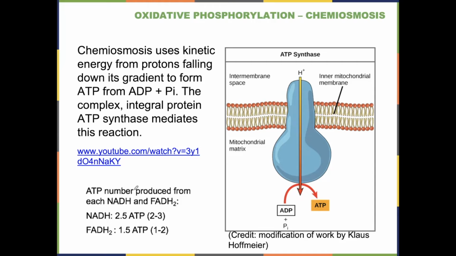The way that the energy from NAD and FAD translates into ATP is as follows. For every NADH, we actually make 2 to 3 ATP. So on average, about 2.5. And for every FADH2, we actually make 1 to 2 ATP. So on average, 1.5 ATP. Now, the reason that this is an average and not a whole nice round integer number here, it does vary based on species and some other conditions.